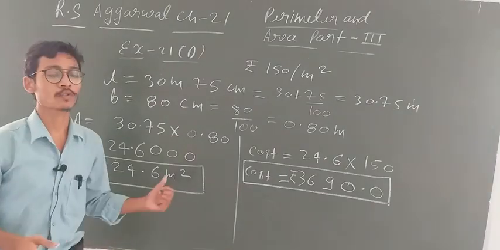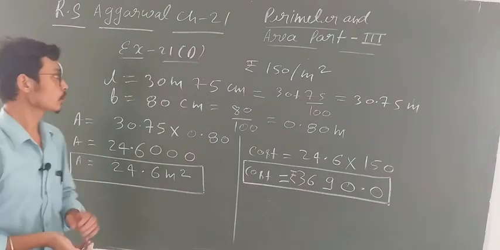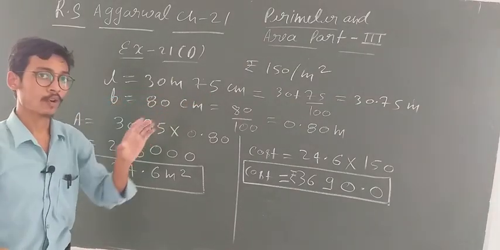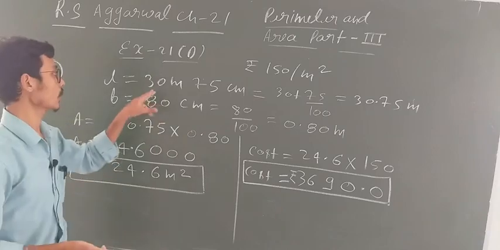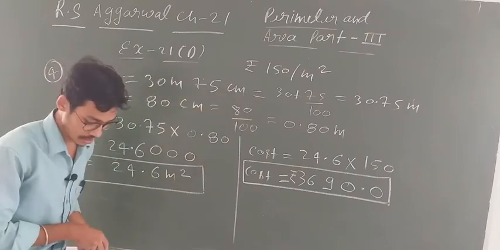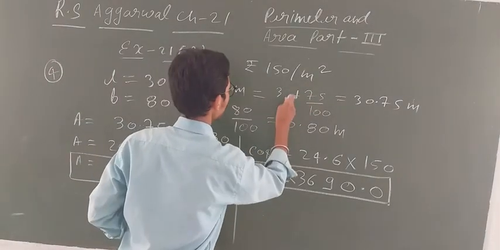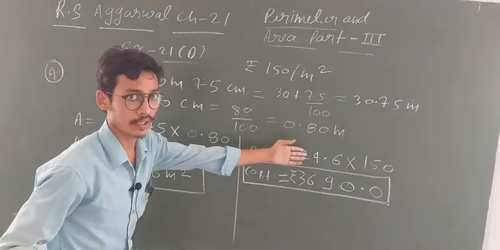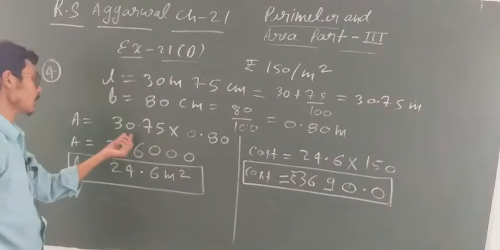Clear? I think this question is very clear to everyone. So only we have to check whether this is given in same quantity or not, meaning same unit or not. So meter is given, so you have to convert in meter. Everything you have to convert in meter. This is also centimeter, so you have to convert in meter. Clear?